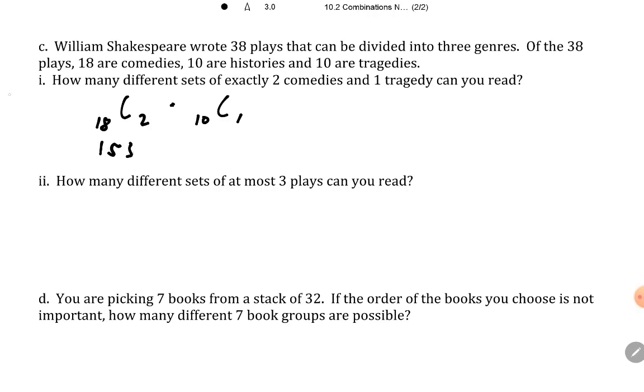Or, once again, this is 18 factorial over 18 minus 2 factorial times 2 factorial. And 10 choose 1 is just 10. So we multiply these together, and that'll equal 1,530 sets. How many different sets of at most 3 plays can you read?